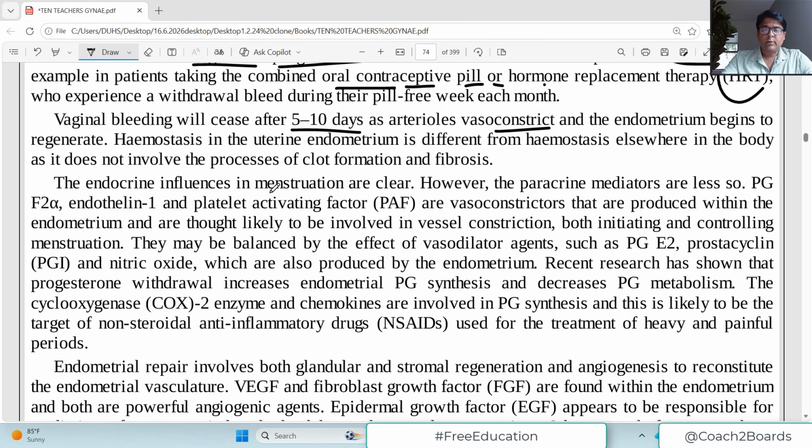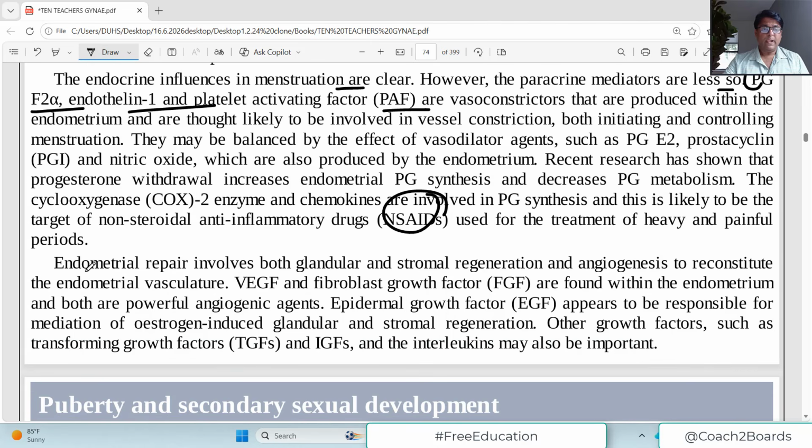The endocrine influences in menstruation are very clear. However, the paracrine mediators are less so. So prostaglandin F2 alpha, endothelin-1, platelet activating factor, and vasoconstrictors are also produced within the endometrium during the phases of menstruation. So the uterus is basically going through a lot of chemical environment, right? Including prostaglandins, endothelins, PAF, and this is the reason some females have pain, because you are producing prostaglandins, and perhaps NSAIDs is the treatment for controlling this painful period.